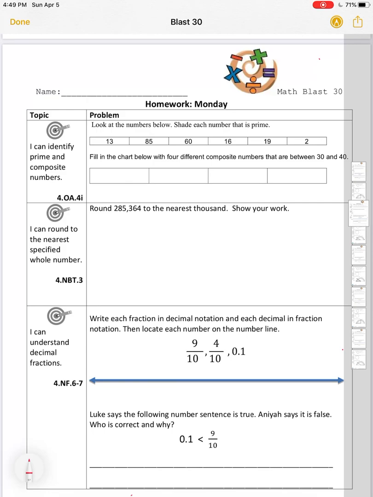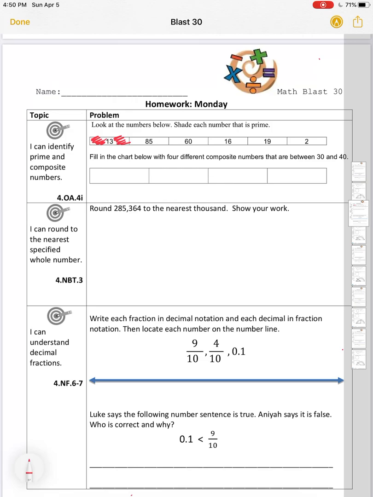So for the number 13, I know that 1 times 13 gives me 13. If those were the only factors of 13, the number is prime because a prime number has exactly 2 factors. If I can come up with any other factors for 13, then the number would be composite because composite numbers have more than 2 factors. For 13, 1 and 13 are the only 2 factors, so I will shade in the box representing it as a prime number.